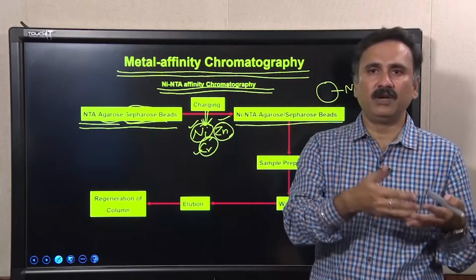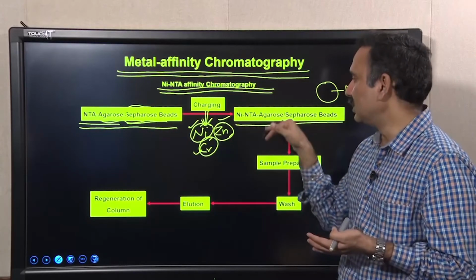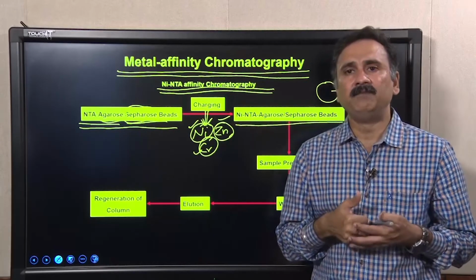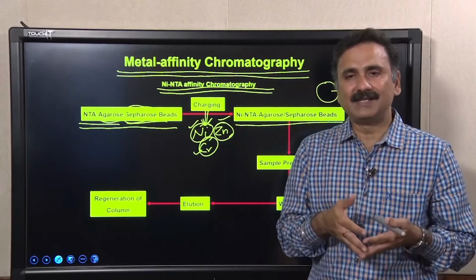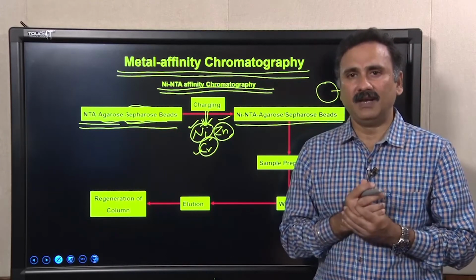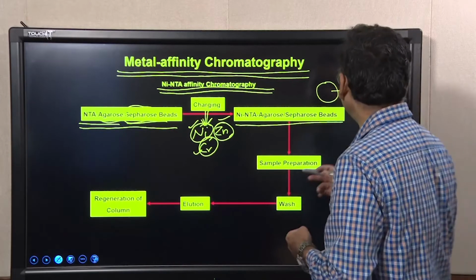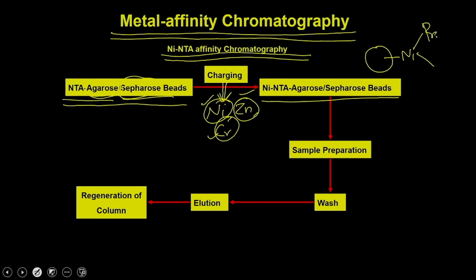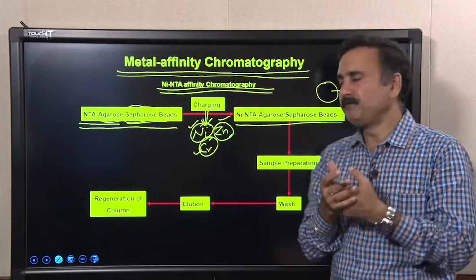A few valencies are going to be used by the functional groups present on the NTA agarose beads or NTA sepharose beads, and a few coordination valencies or bonds are going to be available for your protein to bind with the help of the protein-bound histidine tag, which means the histidine tag is going to have a very high affinity for these metal-bound transition metals, whether it is nickel, zinc or chromium.